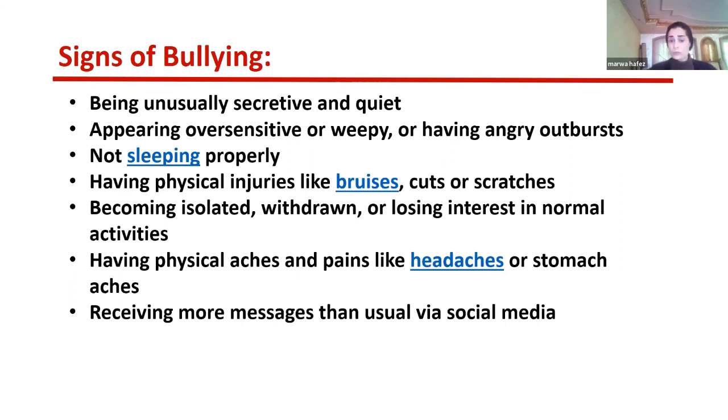Becoming isolated, withdrawn, or losing interest in normal activities. We can find a boy who used, for example, to play football, and he was a good player, and he used to participate in different matches, and all of a sudden he refused to play. He refused to interact or participate in these activities. He's afraid. He doesn't have self-confidence. So when we deal with our students and our children, we have to pay attention to their behavior and attitude. If we find something abnormal, we have to stop and say, okay, there's something wrong here.